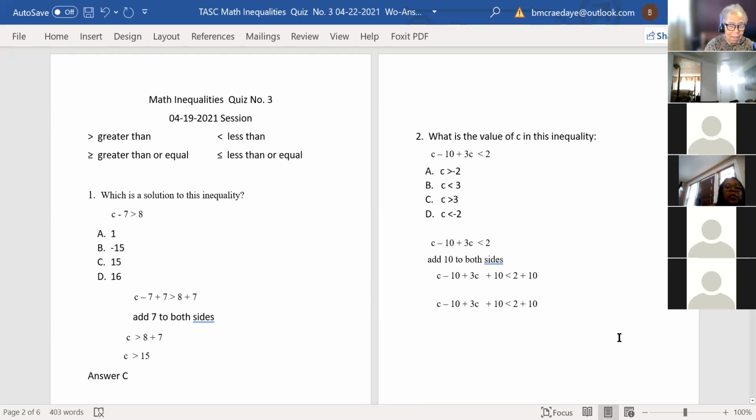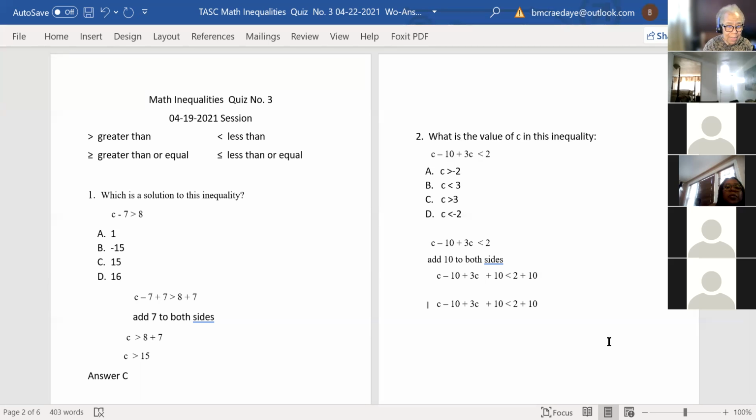You have C minus 13. Oh, wait, where are you getting 13? I'm sorry, you can only combine constants. You can combine the coefficients of variables, and you can combine constants. And the constants here are the 10 and the 2.